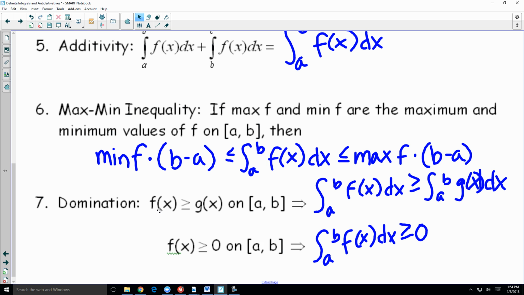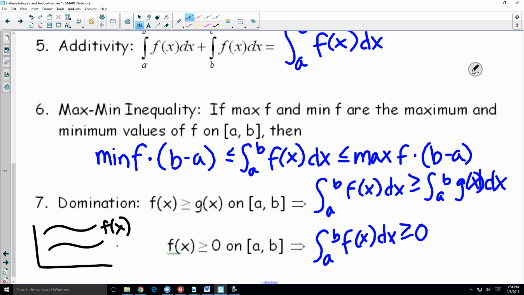And domination, this is another one that just gives you more of an idea of what an integral could be. If your f of x graph is greater than your g of x graph, or like I like to say, it's just on top of. So let's say you've got up here, and we'll call this one f of x, and we'll call this graph down here g of x. Then what this says is the area underneath f of x is greater than the area underneath g of x.